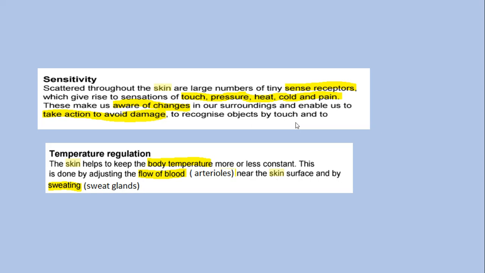So here we have sense receptors that are connected to neurons that send the signals or the impulse when you feel these stimuli in the outside environment. So the skin plays a very important role in sensitivity. The third role that the skin plays is temperature regulation, and this is what we are going to discuss in the homeostasis chapter.